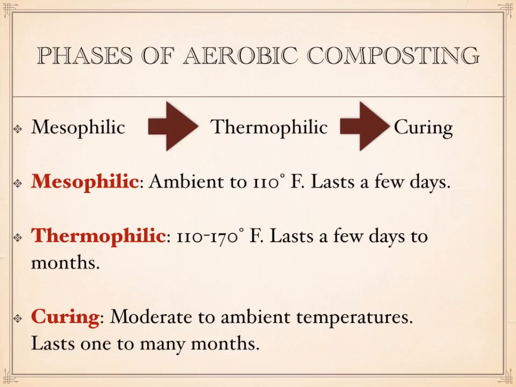Mesophilic is ambient room temperature to 110 degrees Fahrenheit, which lasts a few days. Thermophilic is 110 to 170 degrees Fahrenheit, which lasts a few days to months. Curing is moderate to ambient temperatures and lasts 1 to many months. Time frames may vary, but temperatures must be achieved to complete composting.